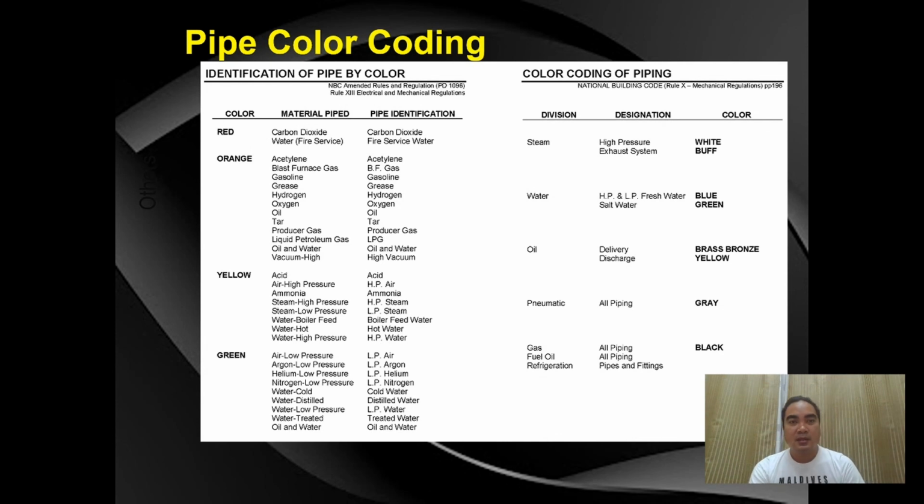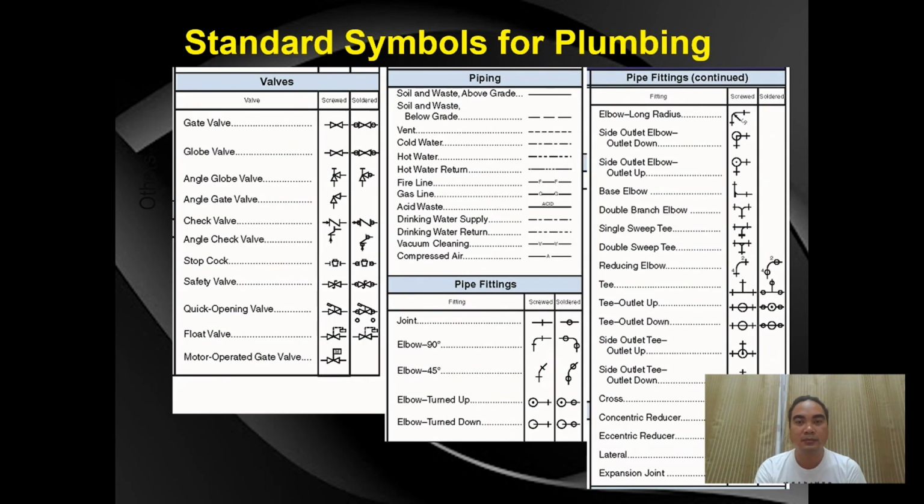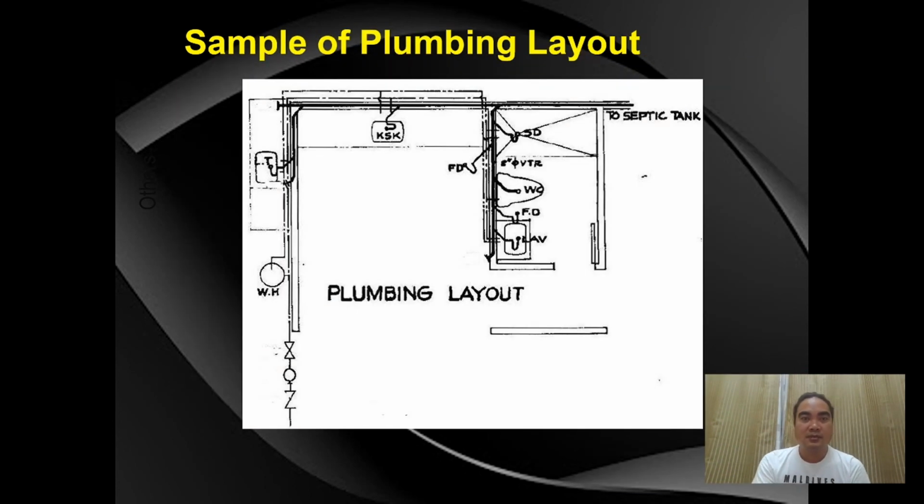Pipe color coding. Screenshot nyo na lang guys, and then analyze nyo na lang yung color coding nito ng pipes. It's very important din. Standard symbols for plumbing. So, dapat familiar tayo dito sa mga symbols nito para dun sa plan reading. Sa plan reading talaga, kailangan to yung mga symbols na ganito. Although may mga legend naman tayo dun sa normal plans natin. Pero kasi sa board exam, walang mga legend. Standard symbols of plumbing. Sample of plumbing layout.